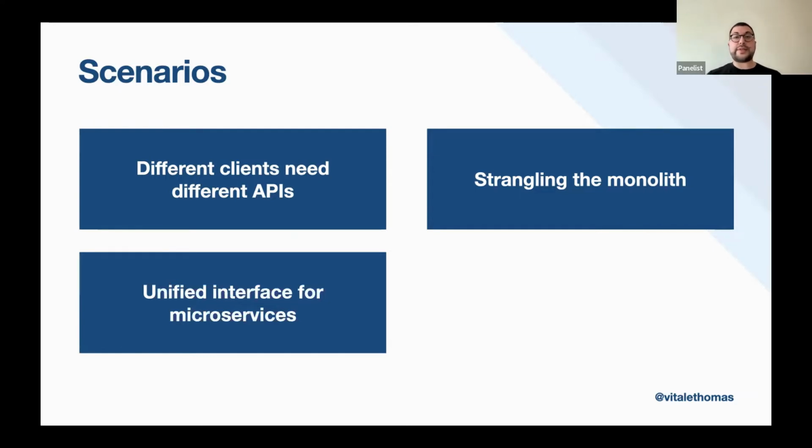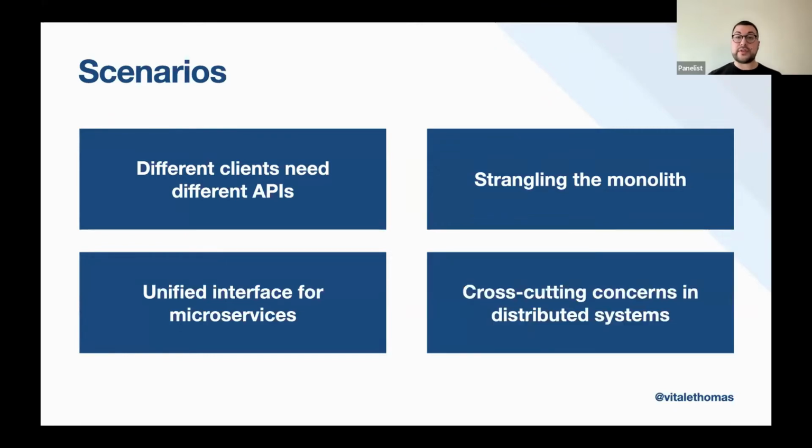And finally, since we are introducing this new component into our architecture, the gateway will be sitting as the entry point to our system. So we might think of taking advantage of it and handling different cross-cutting concerns that we usually have in distributed systems, like, for example, observability, resilience, and security, that we're going to talk about today.